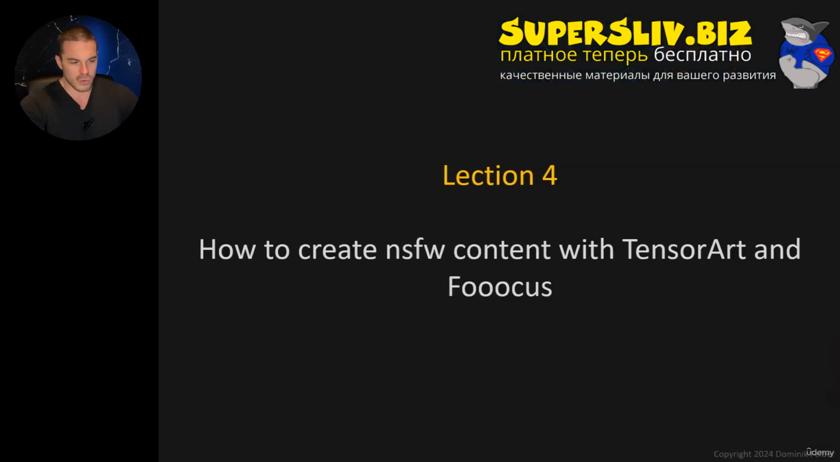In the lecture before, you learned all the steps you need to follow to create your own AI influencer, in this case for safe for work content. And in this lecture, it's all about not safe for work content, because you need exactly that spicy content for a fan view account. And how you do that, we will see as usual on my screen. So let's go. How to create not safe for work content with TensorRT and Focus. That's the subject of this big lecture.